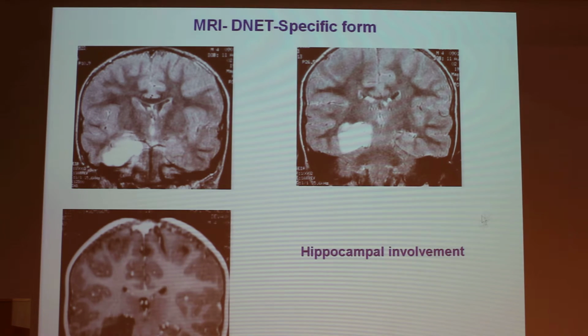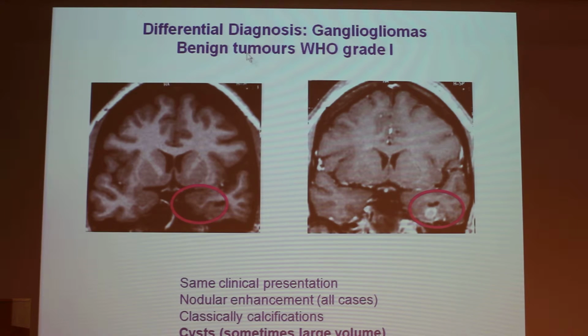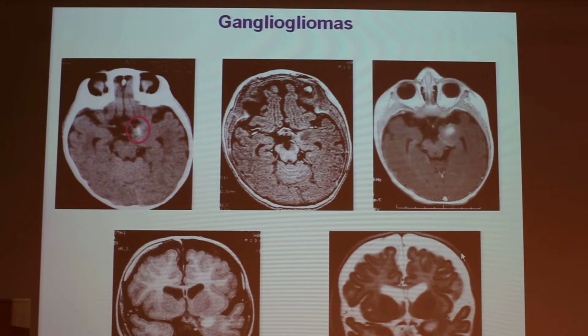So you have sometimes hippocampal involvement. So the important differential diagnosis is the gangliogliomas. It is a benign tumor, a WHO grade 1, and we have the same clinical presentation, the same seizures, but in ganglioglioma we have a nodular enhancement, you see here. And we can have a cyst in gangliogliomas.